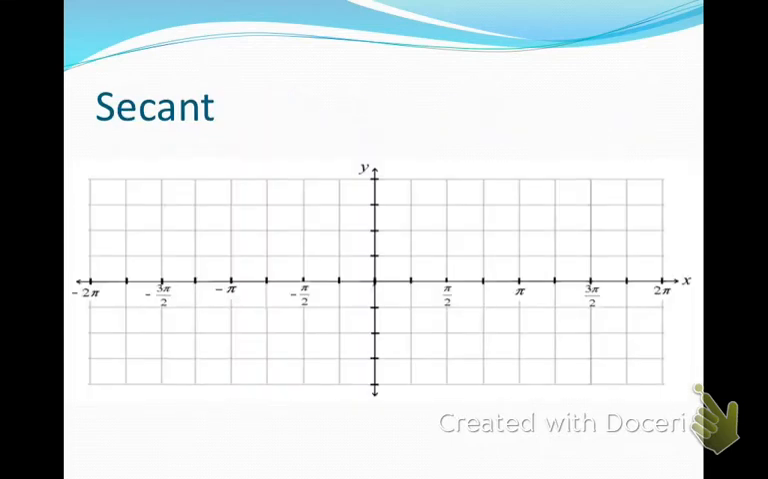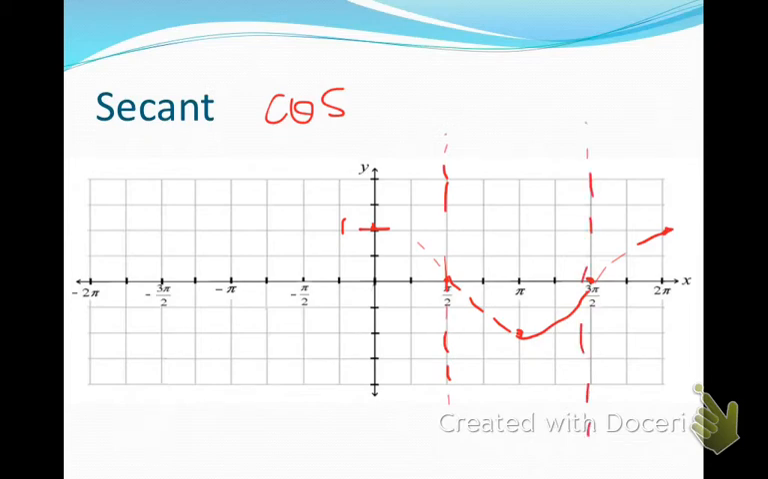So for secant, we're going to start off with cosine. And let's call this 1 right now. So start and end at the same height. Go down here. 0's here. I'm going to leave it dotted because this isn't actually the main part of the graph. And then anywhere it crosses the x-axis, I get an asymptote.